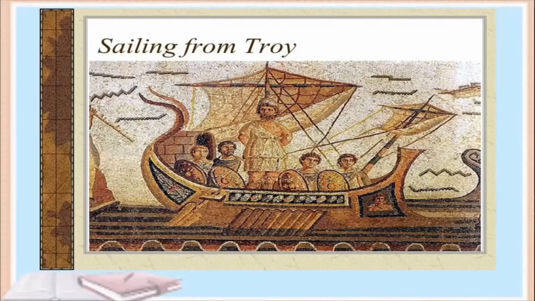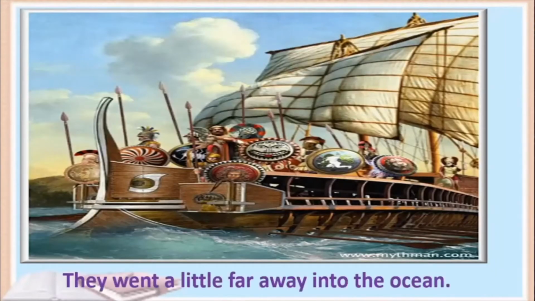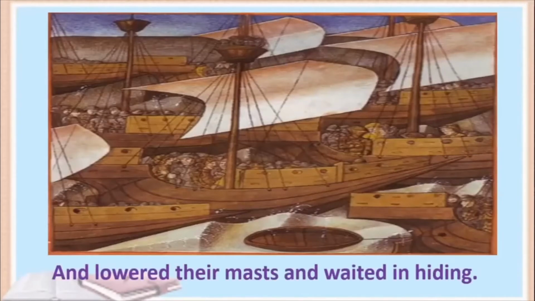Okay, because you could see now that the soldiers of Greece were sailing away from Troy. But they did not go far. They went a little way into the ocean, where the people of Troy could not see them. And then they found a place to hide. All right, so they lowered their masts and waited in hiding. Now what were they waiting for? They were waiting for the horse to enter the city of Troy, and the people inside the horse would then do something so that these soldiers could enter the city of Troy as well. So that was the plan of the very wise and very cunning Odysseus.